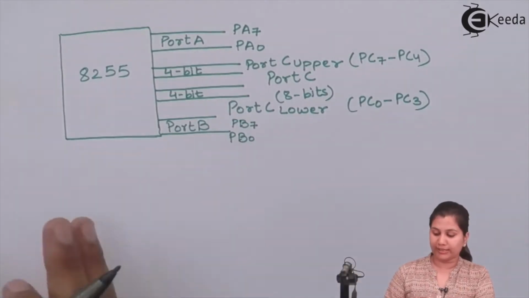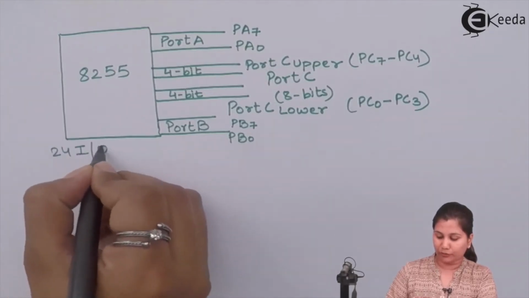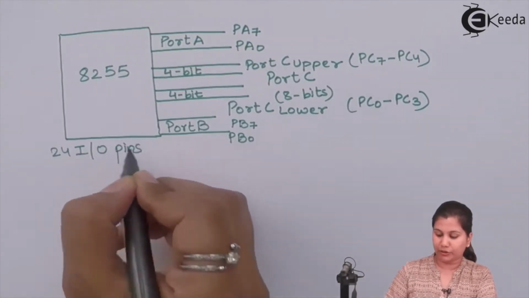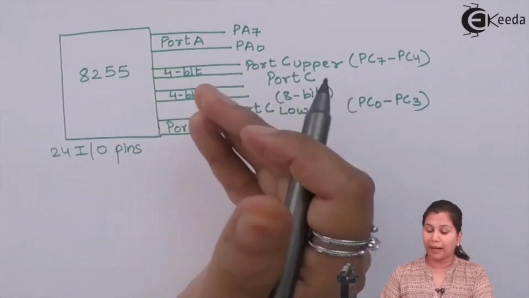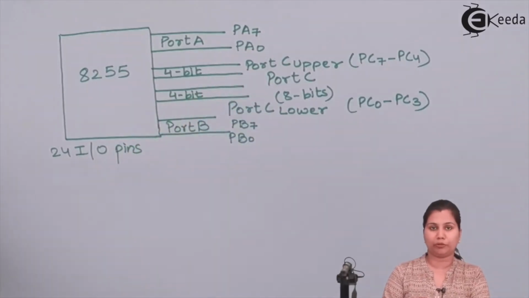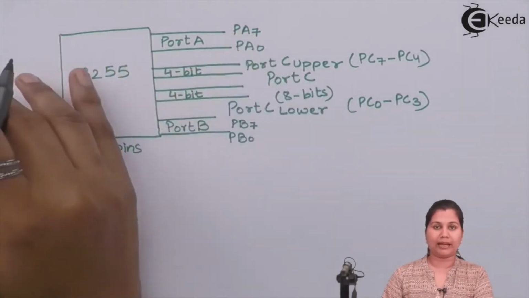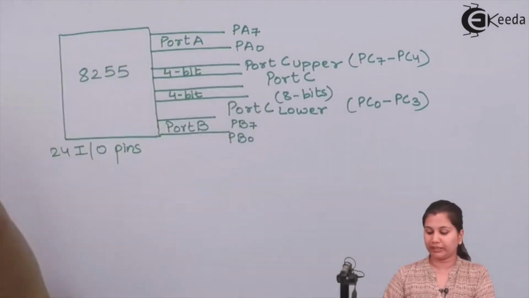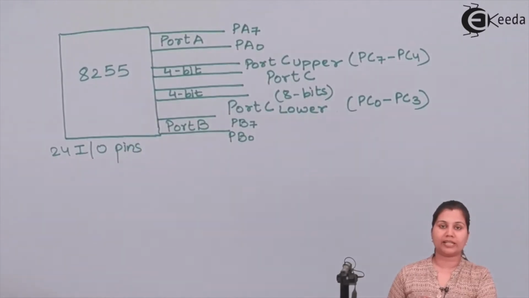So these 24 input output pins of the 8255 are divided into three 8-bit bidirectional ports. Bidirectional because they can act as an input port and also as an output port. When acting as an input port, the data will be read from it, and when acting as an output port, data will be written on it. That is why they are bidirectional, because data is transferring in both directions.